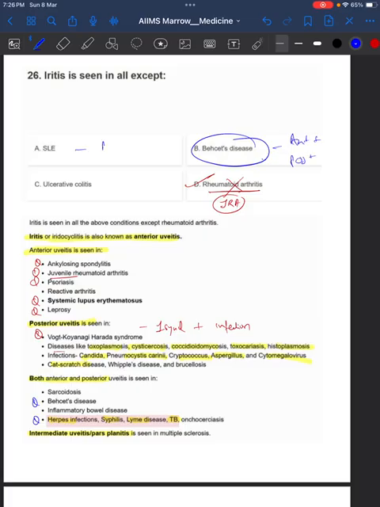In SLE, there will be only anterior uveitis, and about IBD, again there is anterior plus posterior uveitis, where you can see inflammatory bowel disease, either UC or Crohn's disease. Then intermediate uveitis is seen only in one condition, multiple sclerosis. So anterior uveitis is seen in 5 important causes: ankylosing spondylitis, juvenile RA, systemic SLE, leprosy, and psoriasis.